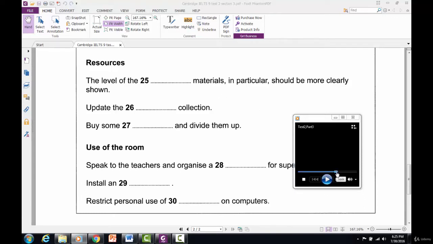I'll back it up a little bit so you can hear. What about other resources? Do you have a list of things that the students would like to see improved? Yes, one of the comments that students frequently make is that they find it difficult to find materials that are appropriate for their level, especially reading resources. So I think we need to label them more clearly.